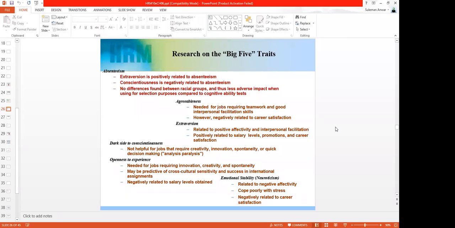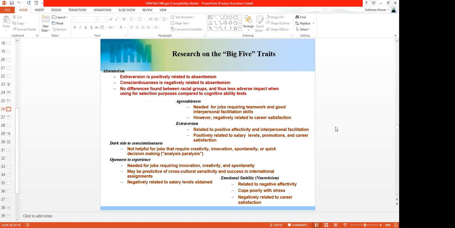However, at the same time, people with higher levels of agreeableness are negatively related to career satisfaction. Again, it's a very interesting result related to agreeableness. Now, when we talk about extroversion, it is related to positive affectivity and interpersonal facilitation. The person with a higher extroversion score is positively related to salary levels, promotions, and career satisfaction. Okay, so different personality scores give us different evidence on how and where a person will perform differently.